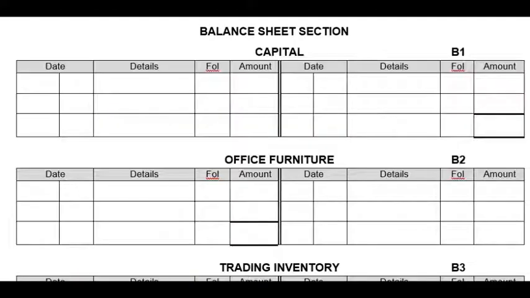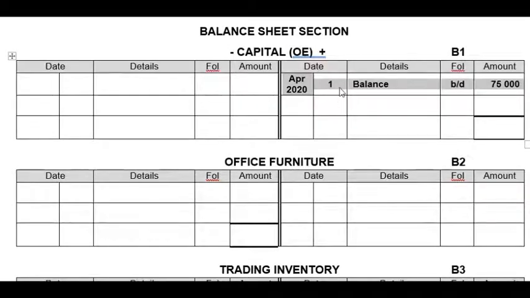The first account that you have is your capital account, which is an owner's equity account, and capital is the C of click. Therefore, the opening balance goes to the credit side. Please remember, with every opening balance, you must write April 2020, the first. And then for the balance sheet section, you will write balance brought down every single time. It's quite repetitive.